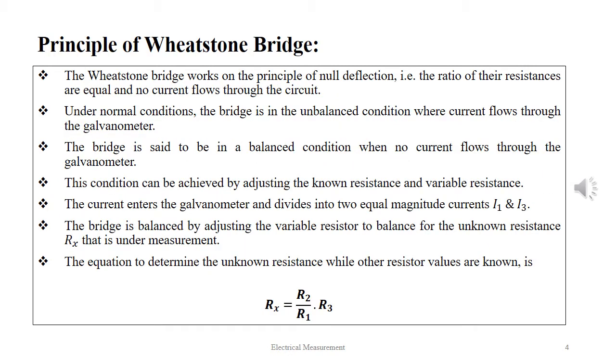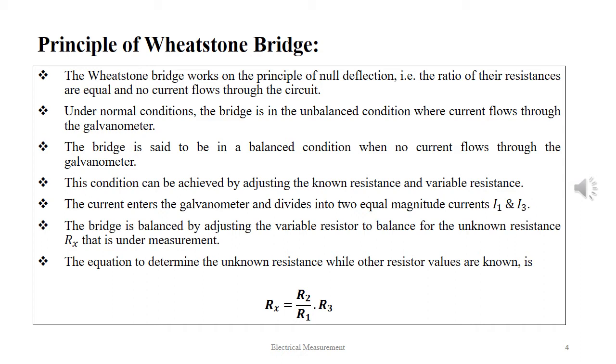As already told, the Wheatstone bridge works on the principle of null deflection. That is, the ratio of their resistances are equal and no current flows through the circuit. Under normal conditions, the bridge is in unbalanced condition where current flows through the galvanometer. The bridge is said to be in a balanced condition when no current flows through the galvanometer. The condition can be achieved by adjusting the known resistance and the variable resistance.